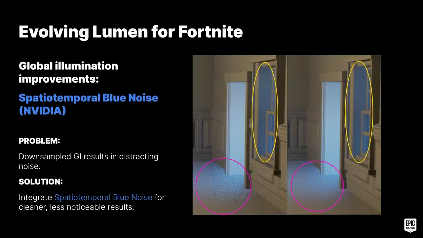We also made improvements to the noise of our global illumination. Because Lumen GI downsamples heavily in order to fit into budget, the resulting noise can be more noticeable, distracting from the game experience. We were able to reduce noise greatly by integrating NVIDIA's spatiotemporal blue noise, a technique that pre-optimizes noise patterns to cancel out quickly when accumulated over multiple frames. This gave much cleaner indirect lighting without requiring any additional rays to be traced.